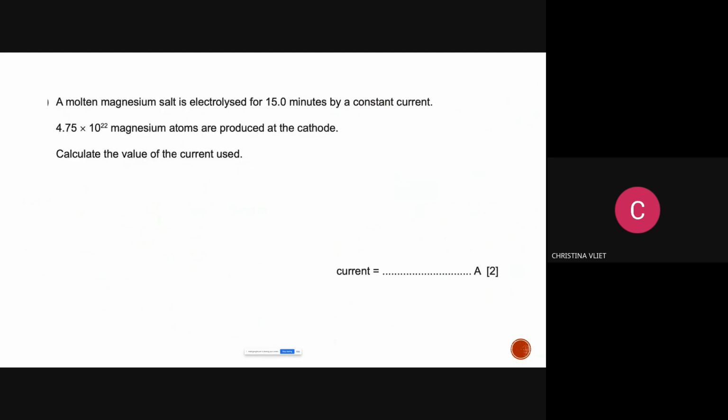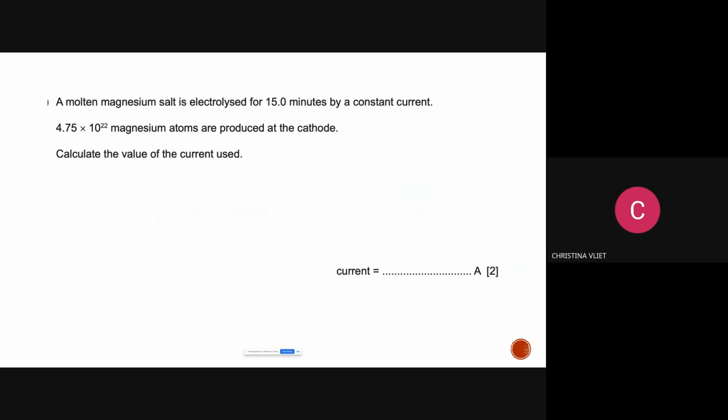A molten magnesium salt is electrolyzed for 15 minutes. 4.75 times 10 to the 22nd magnesium atoms are produced at the cathode. Calculate the value of the current used.